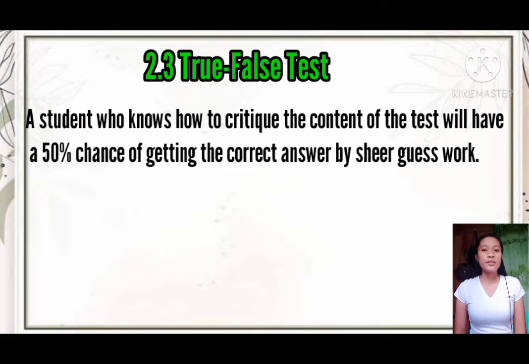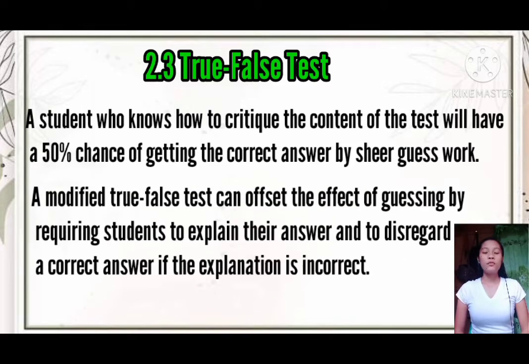Although a correction exists for the guessing formula, it is best for the teacher to ensure that a true or false item is able to discriminate properly between those who know and those who are only guessing. A modified true or false test can offset the effect of guessing by requiring students to explain their answer and to disregard a correct answer if the explanation is incorrect.